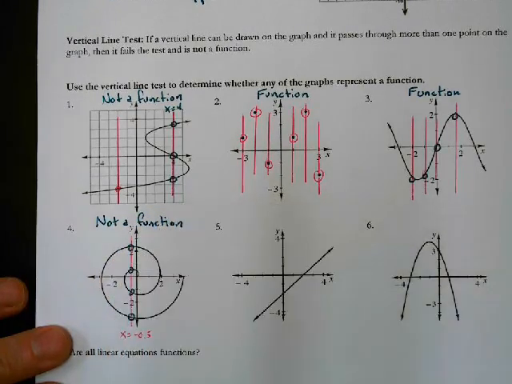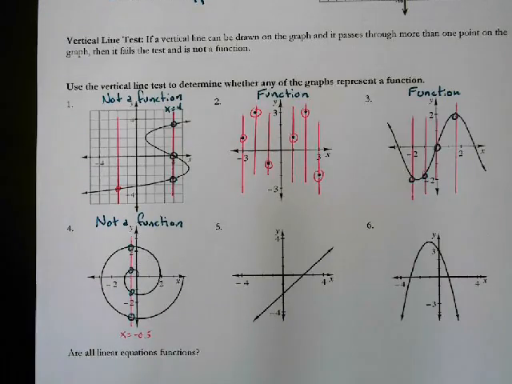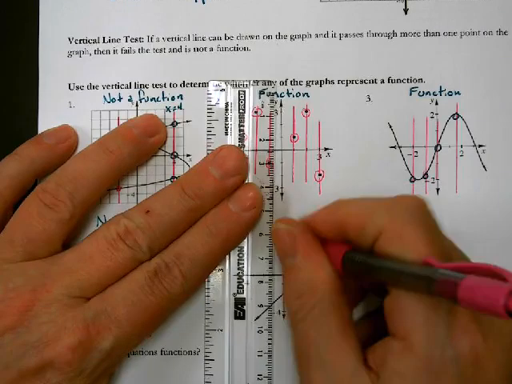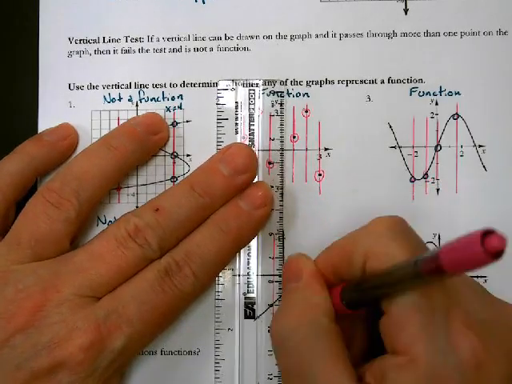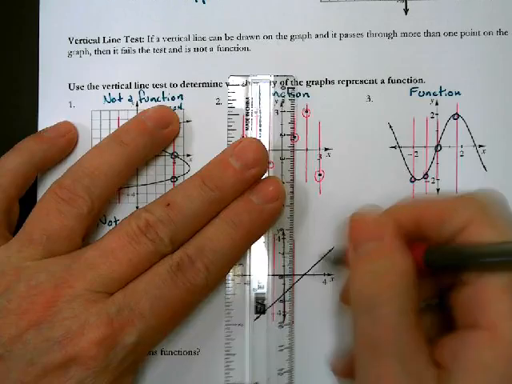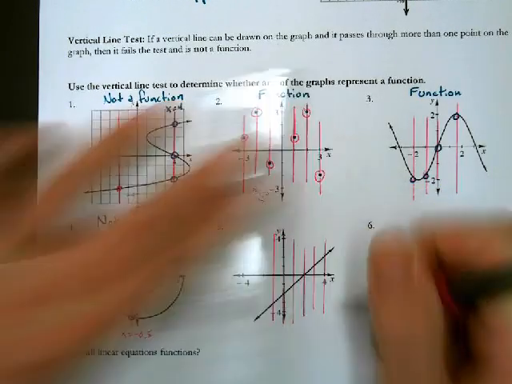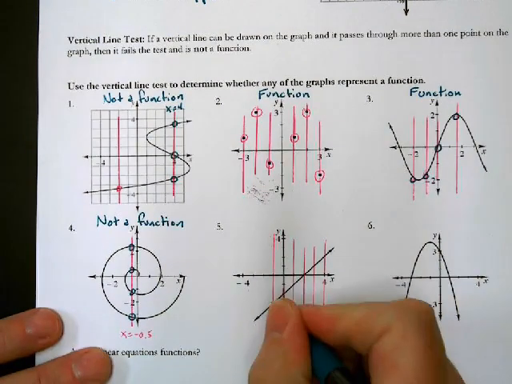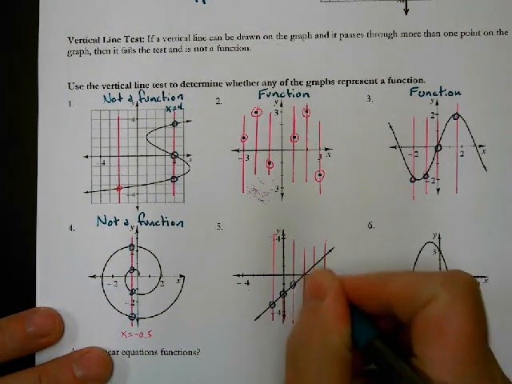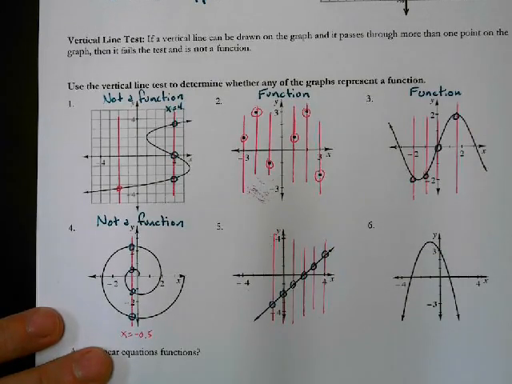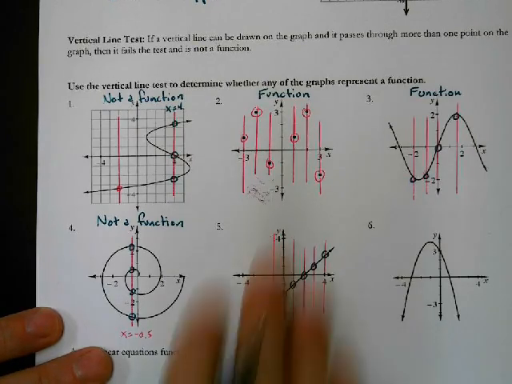Next one. So this is a vertical line at negative 1, vertical line at 0, vertical line at positive 1, 2, 3, 4. All right, all those vertical lines only pass through that function once. It's passing the test. That's what we want to see. In order to be a function, when we draw vertical lines, they can only pass through the graph once. So that's a function.